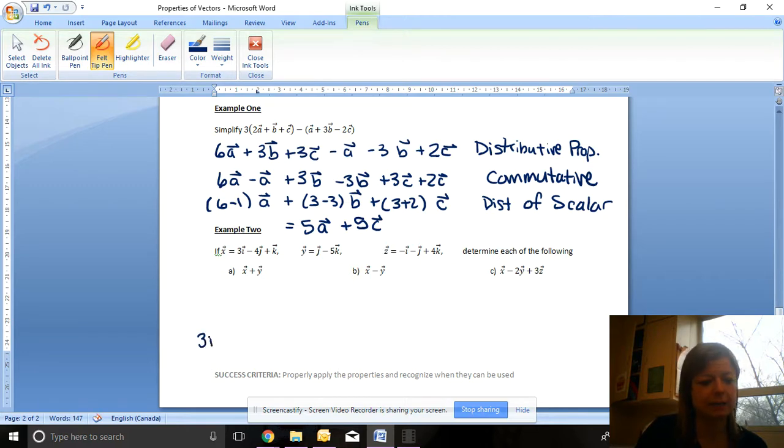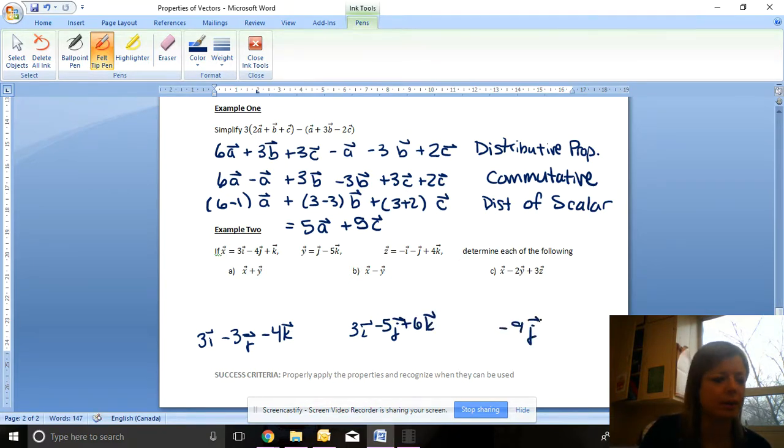Okay, so 4k. For B, you get 3i minus 5j plus 6k. And for C, you get minus 9 vector j plus 23. Okay, all right. If you have any trouble with these and coming up with those answers, just let me know.